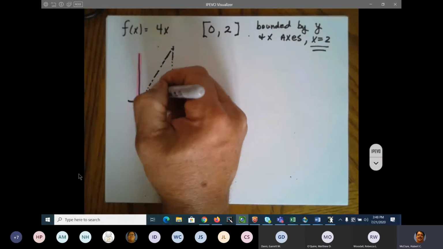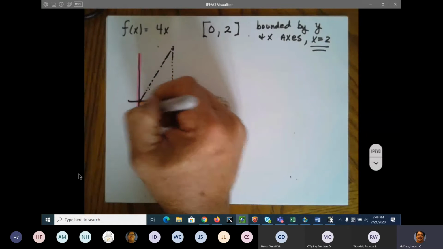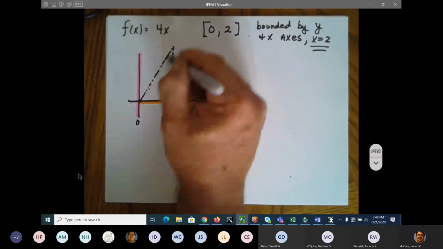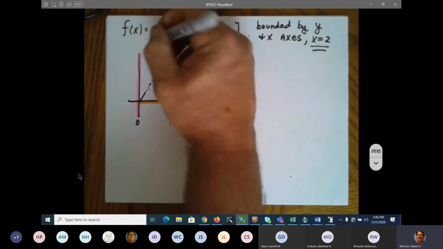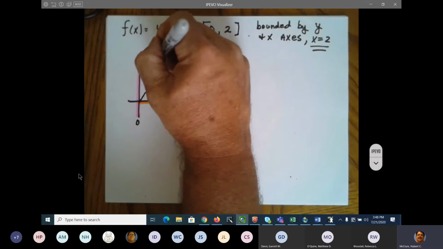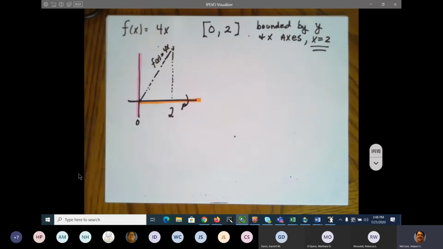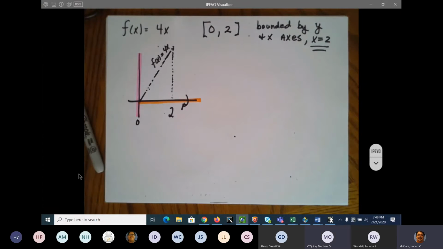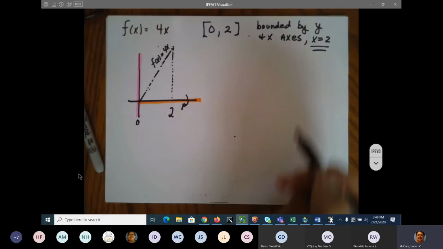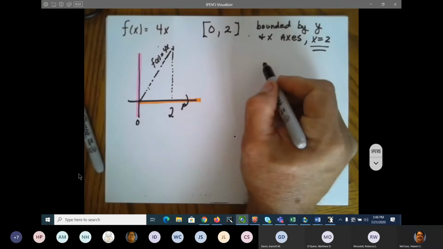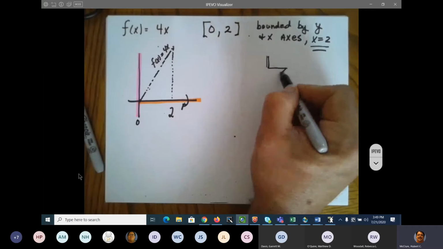So you're going to be setting up your disk going from 0 to 2, and this right here is f of x equal to 4x. So, you know, the old-timey, I don't know if y'all know what old-timey is, the old-timey spin tops that used to look like this?